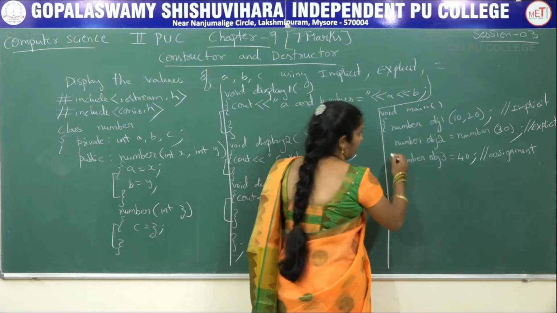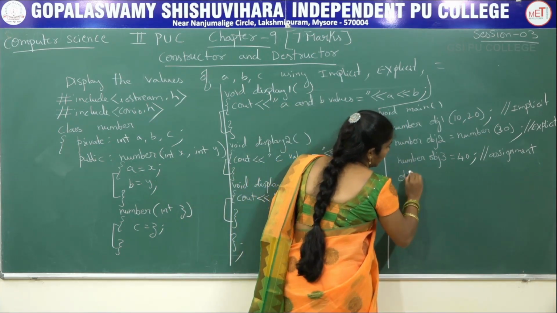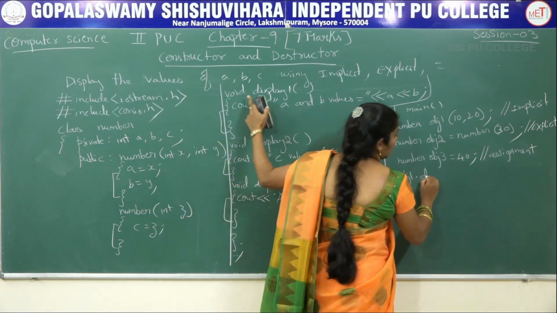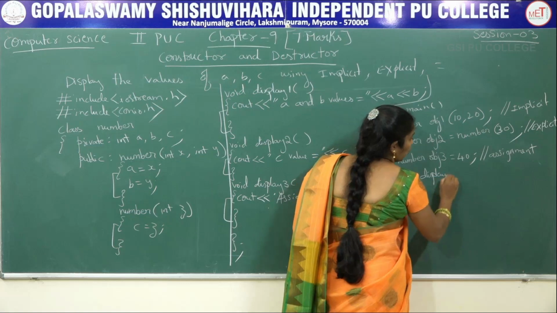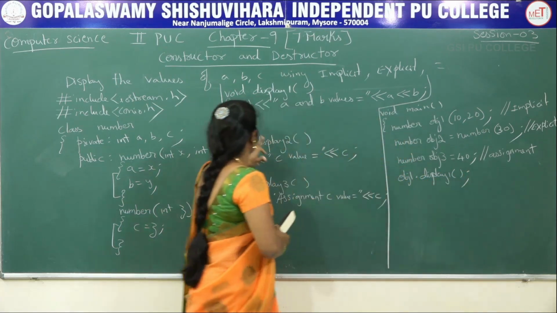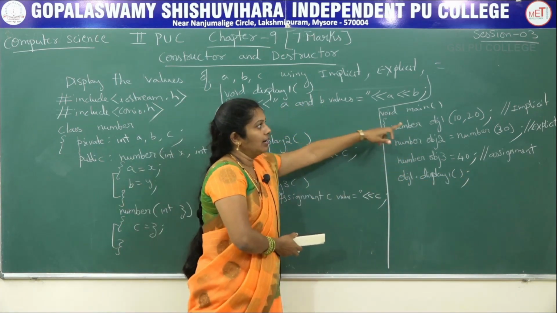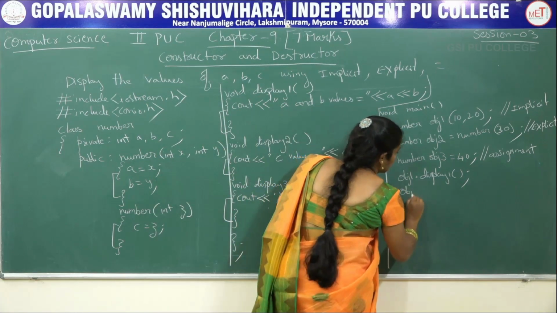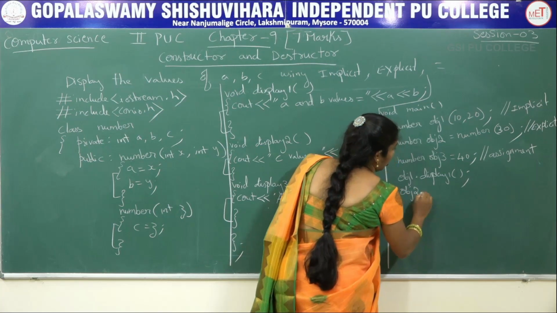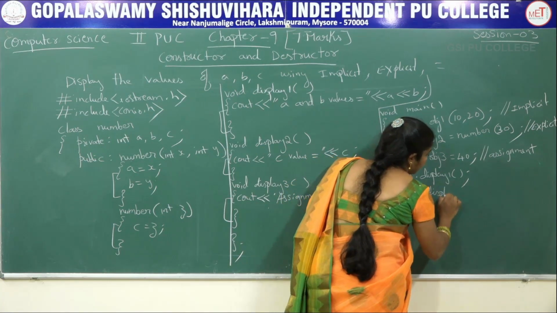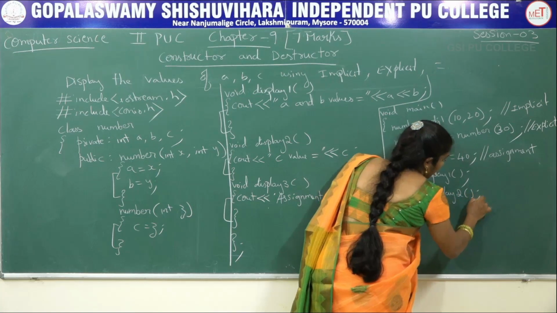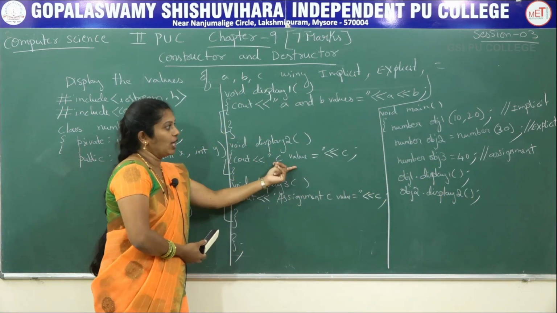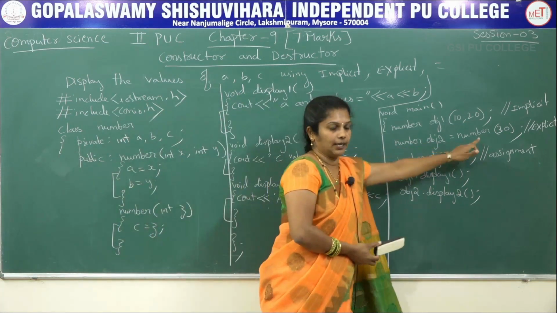Then call the functions one by one. That is object 1 dot display 1 function. Then it will go to display a and b value equals 10 and 20. It will go to display. Second function I am going to call object 2 dot display 2. Then it will go to display 2 function. That means c value equals, it will display 30.